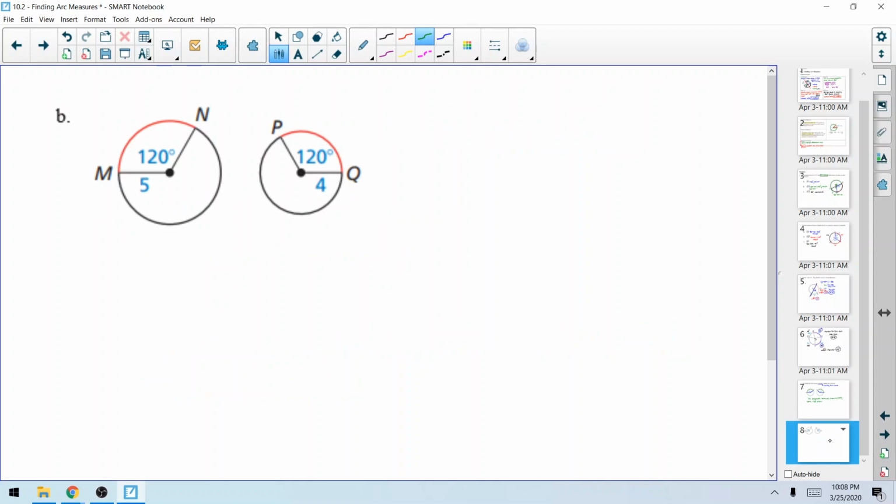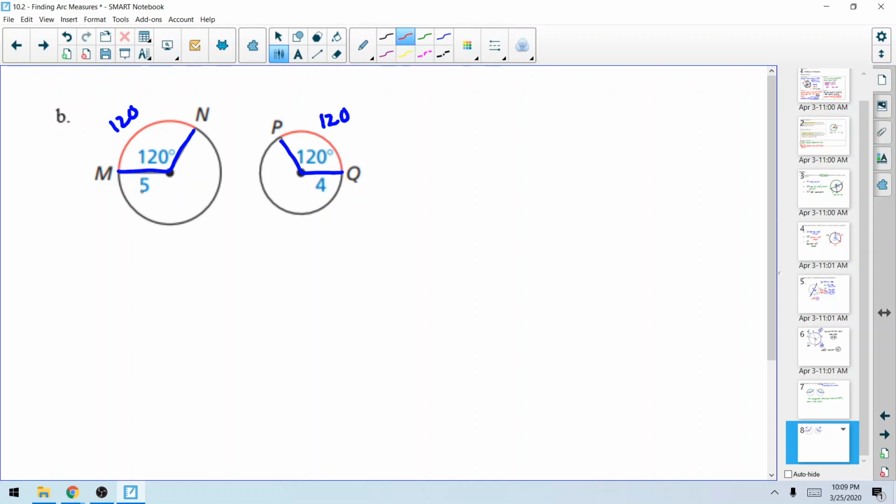Letter B. Take a look at that. Are the red arcs congruent? So once again, I'm looking at my central angle, 120, 120. So they're both 120 degrees. So this arc is 120 degrees. This arc is 120 degrees.